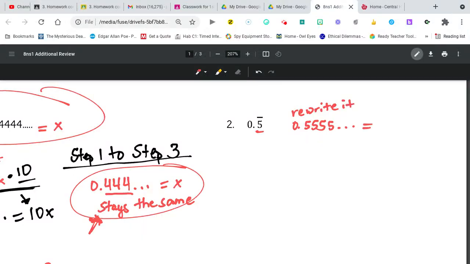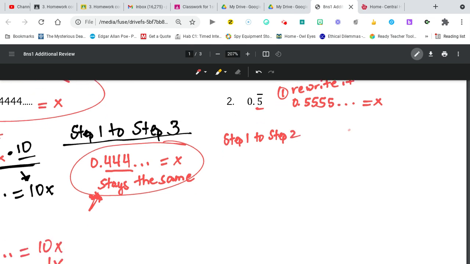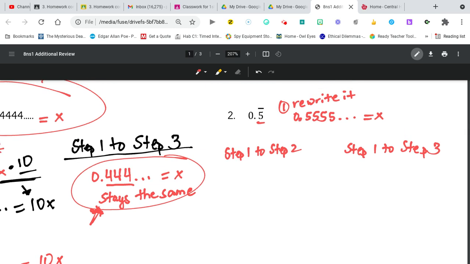And I'm going to set that equal to x. So this is going to be part 1, okay? And then I'm going to go from step 1 to step 2. And then I can go from step 1 to step 3. So I just need to write step 1 down in both of them.